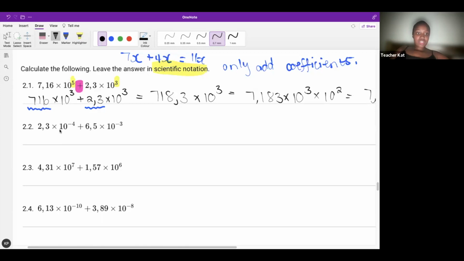Okay, I'm going to rewrite. I think the best thing is to rewrite both these numbers. So here, how many zeros do I need in front of the 2? I only have one space to move, so how many zeros must I put in front of that 2? 3 zeros. So this is 0,0002 3. Plus, how many zeros do I put before the 6? 2. So it's 0,0065.